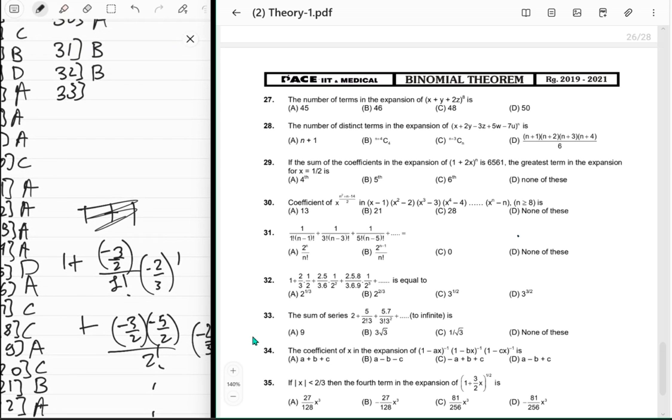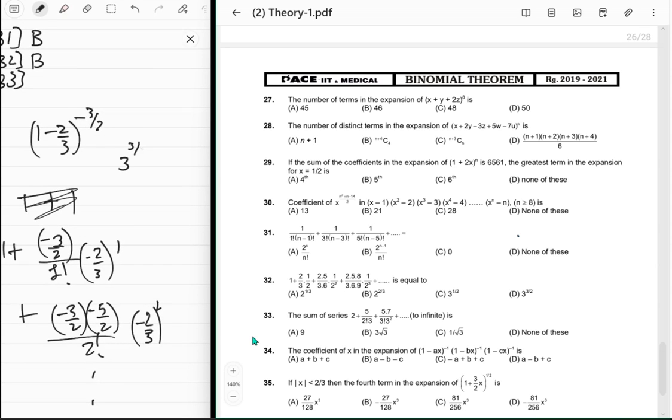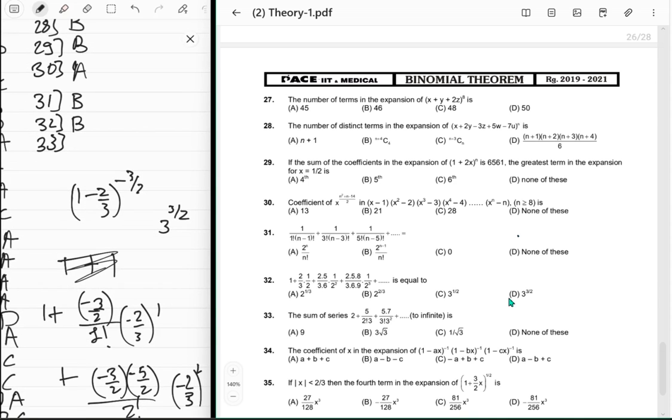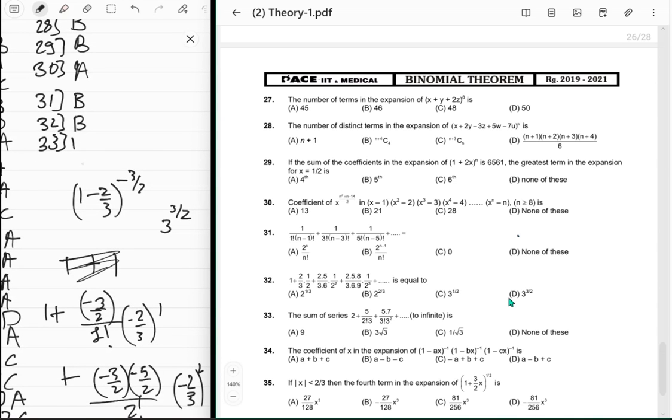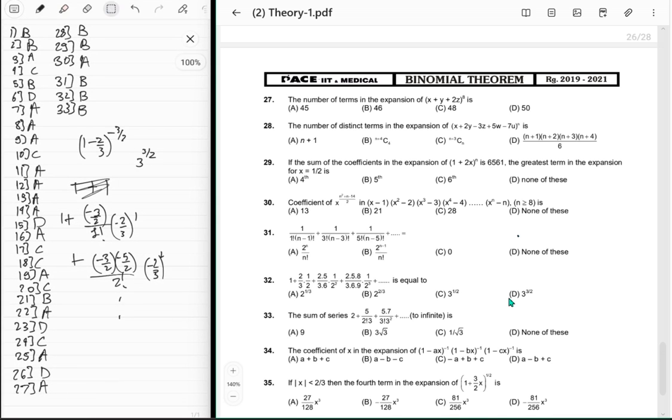So it's just going to be 1. Sorry. 1 is 2/3 the power of -3 upon 2. So it's just 1/3 power of -3 upon 2 is like 3 power 3 upon 2. There we go. So it's D, 32D. Oh wait, it's 33. Sorry. Okay, that's different. So 3 power 3 upon 2 is just 3 square root 3, right? So it's gonna be B. That's 33 right there.